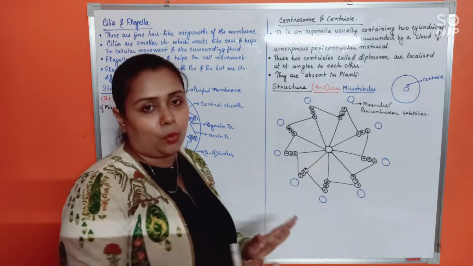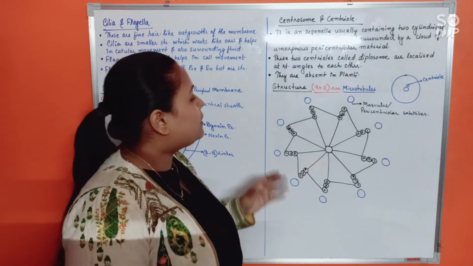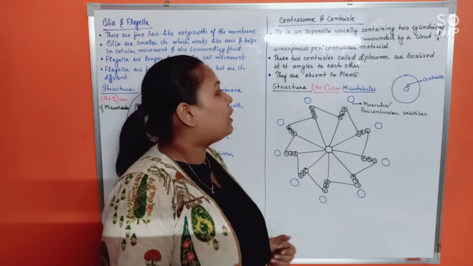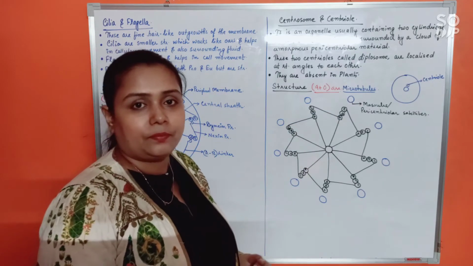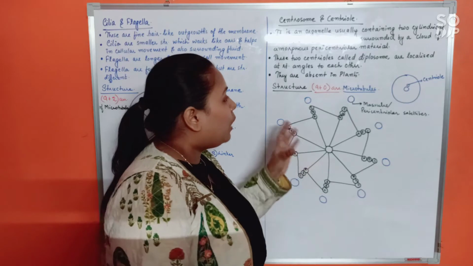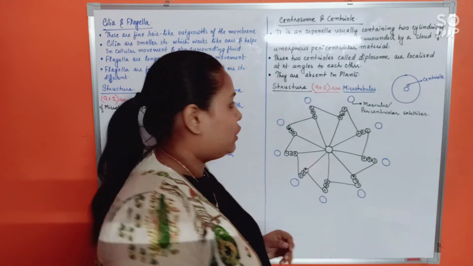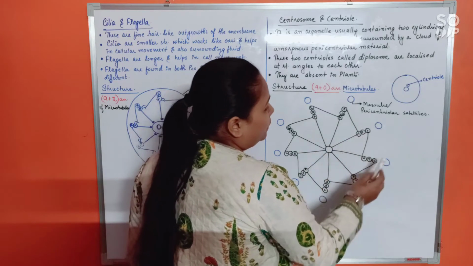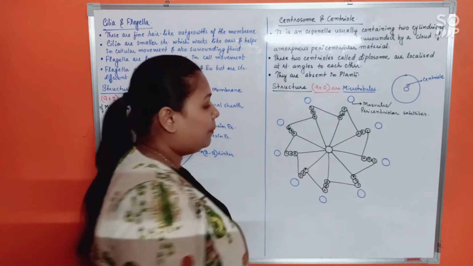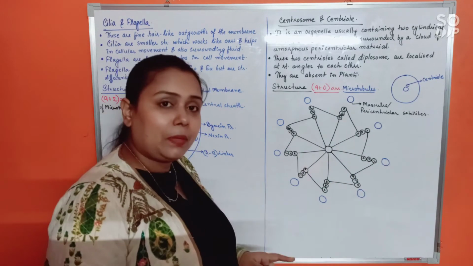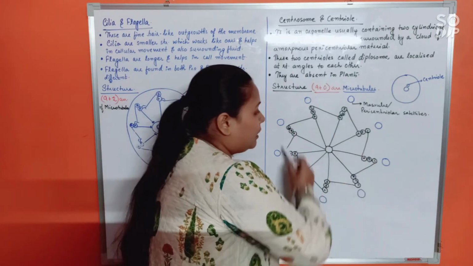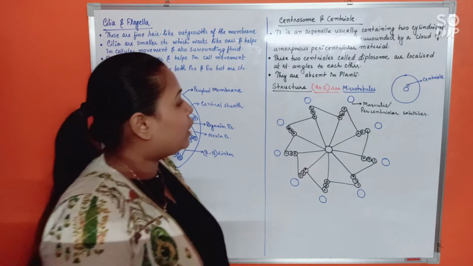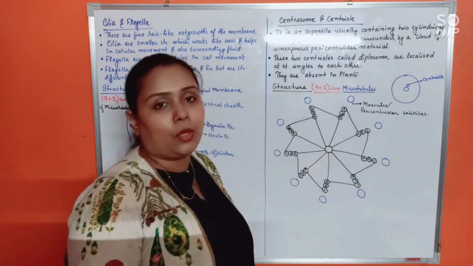That's the main importance here. See, the structure of centriole is 9+0 arrangement of microtubules. Okay. So why is it called 9+0 arrangement? That's because here we have 9 microtubule triplets. Okay. 9 microtubule triplets that are found in the periphery, but no microtubules at the center. So we call it 9+0 arrangement.